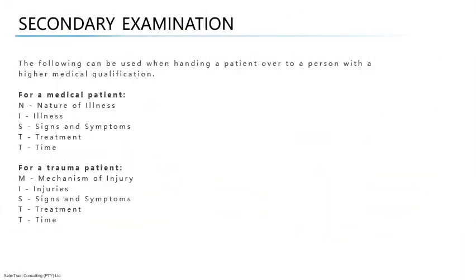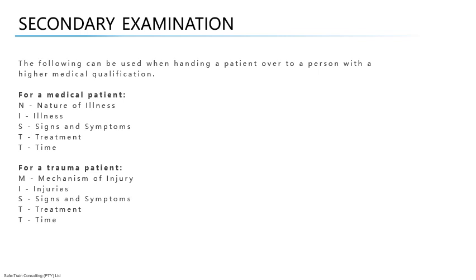The following acronyms can be used when handing a patient over to a person with a higher medical qualification. These acronyms help us to remember which information is important. For a medical patient, remember, NIST. N stands for the nature of the illness. I stands for which illness the patient has. S stands for signs you can see, and symptoms that the patient may have. T is for which treatment you provided to the patient. T is for the time the incident happened.